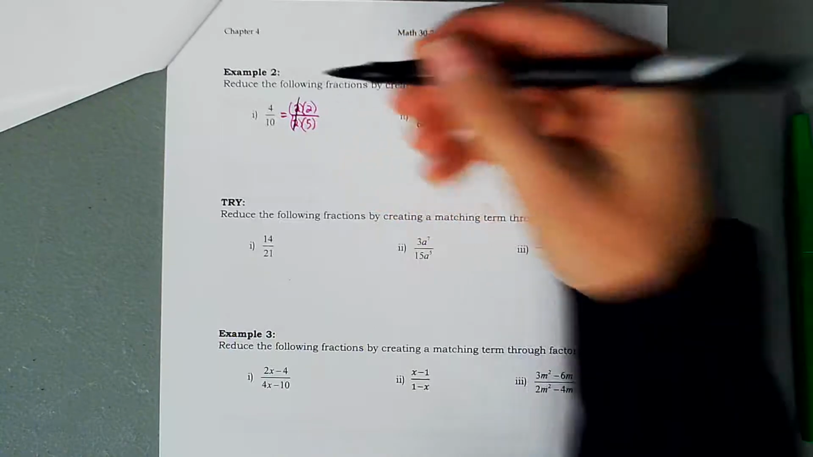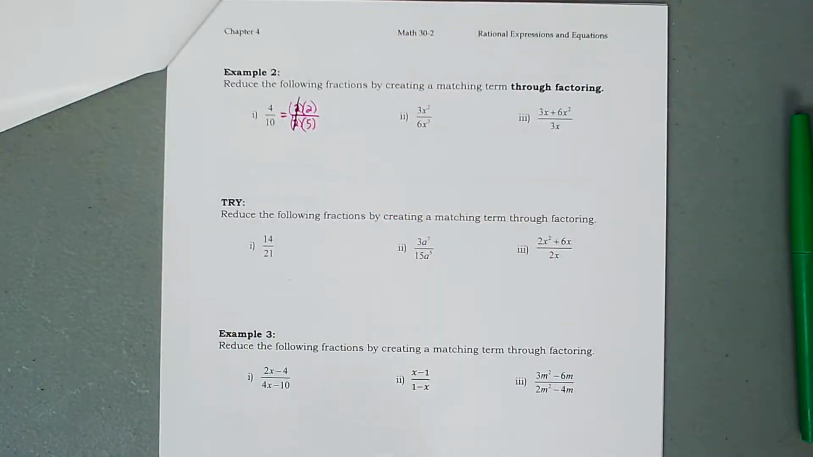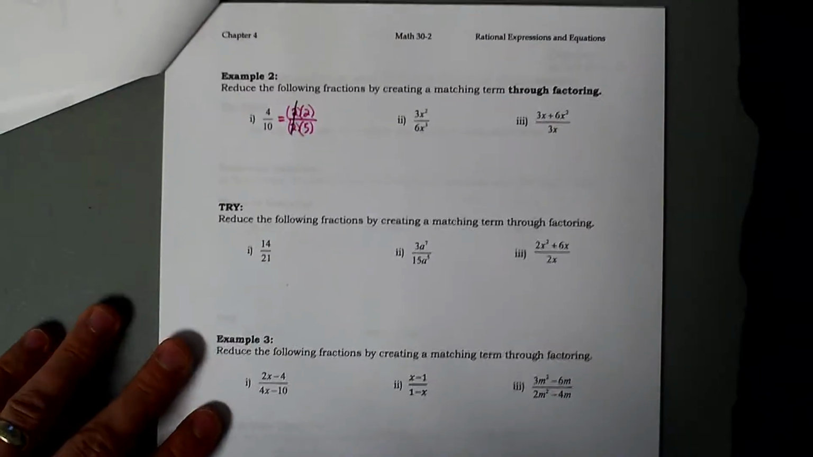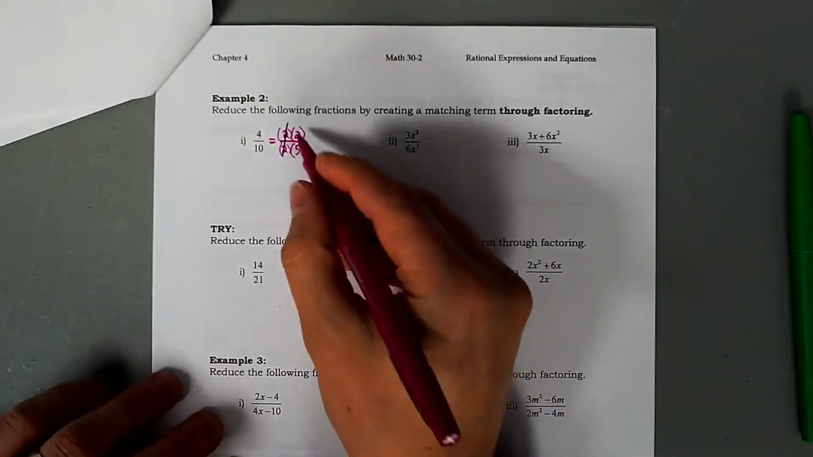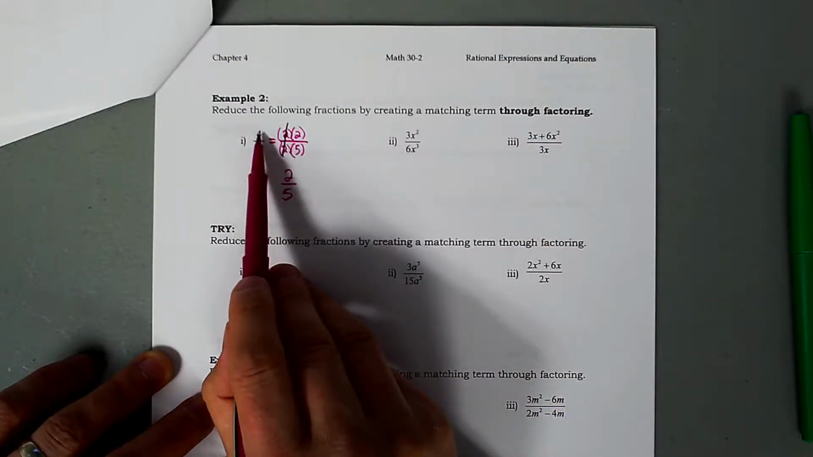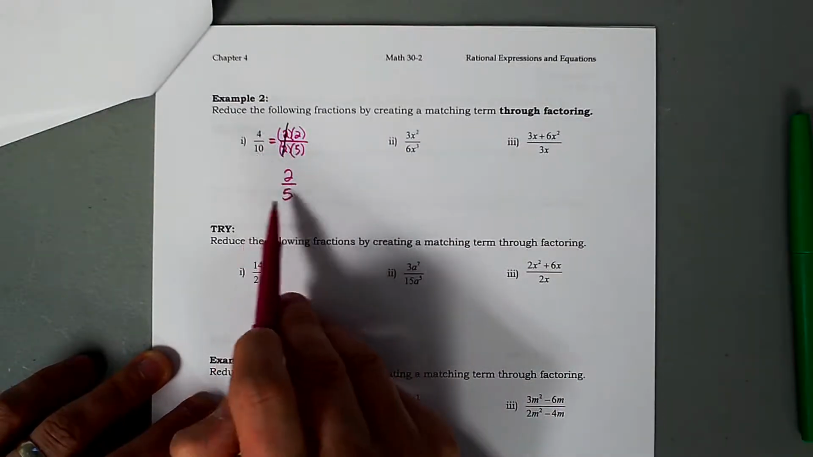I can now see that both of those 2's are multiplying by the rest of their terms, and we're going to cancel. So now we're left with a 2 over 5. And we could have got there as well by saying 4 divided by 2 is 2, 10 divided by 2 is 5.